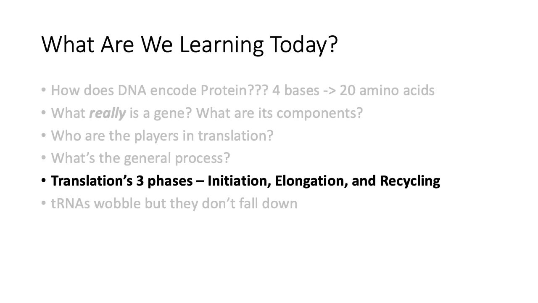Translation has 3 phases, just like transcription did. Initiation, elongation, and not termination this time, but recycling. However, before we get to initiation, there's some things we have to do. We have to prepare some ingredients. And in this case, we need to prepare our amino acids and our tRNAs.